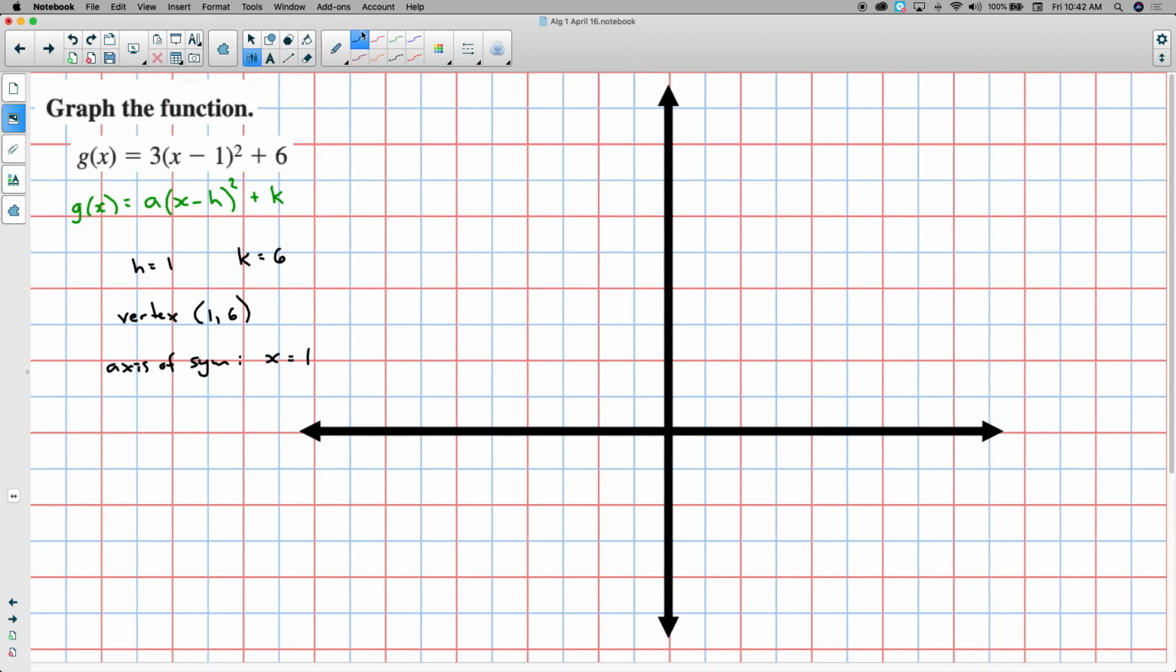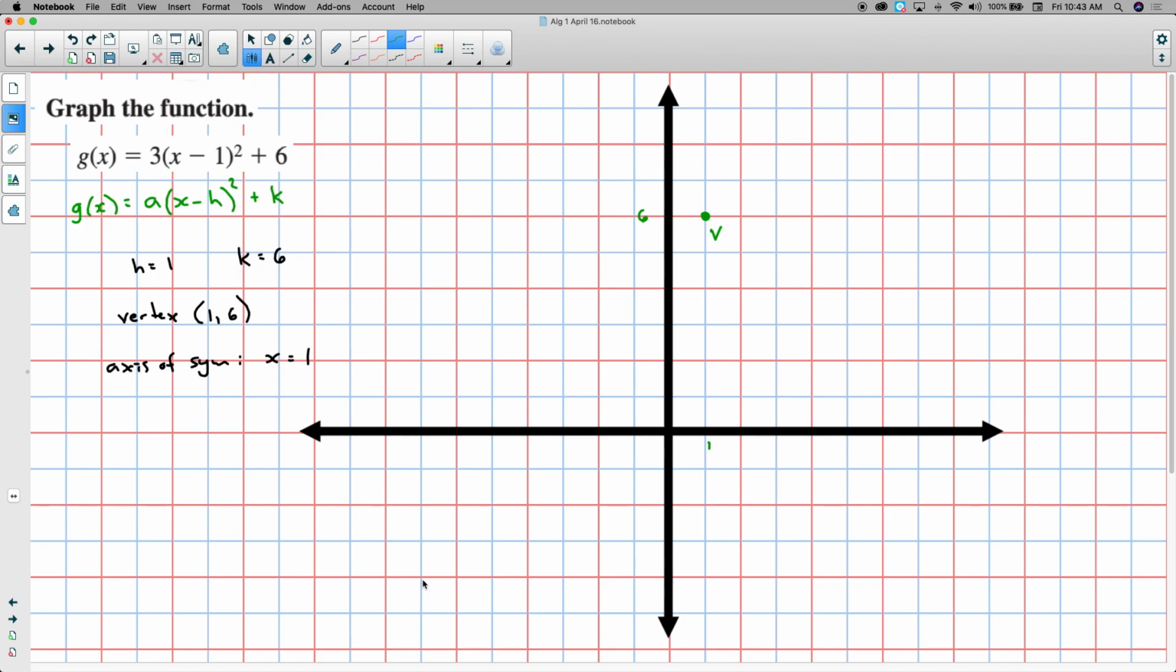I'm going to go back to green. And I have the vertex 1, 6. 1, 2, 3, 4, 5, 6. Okay, so that's 1, and that's 6. And that's V for vertex. What else do I know?